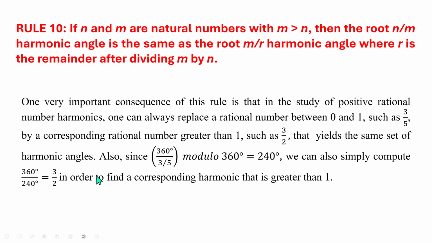Okay. But if you have a harmonic that's greater than 1, when you divide that into 360 degrees, life is easier because you don't have to reduce the result modulo 360 degrees. You're already going to get back something less than 360.